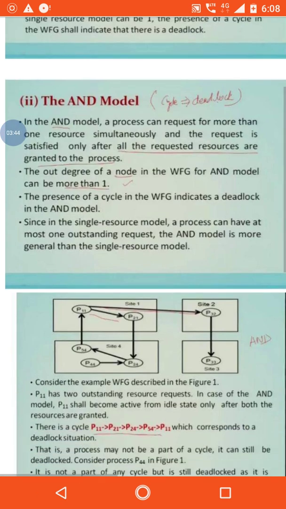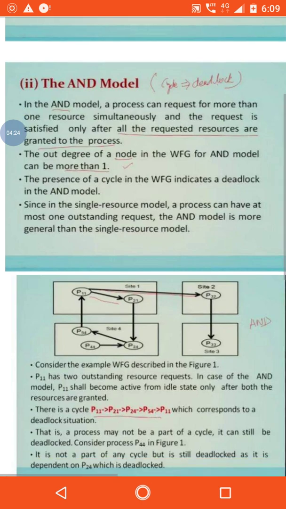You can see the diagram. The process P11 is a process, and P21 and P32 are the resources. First, it sent the request to P21 and P32. P32 is used by process P33, and P21 is used by process P24. Then P33 releases P32, and P32 becomes free, idle. P11 does not use P32 in this AND model, because in the AND model a process uses two resources, more than one resource, simultaneously. It is an AND model.